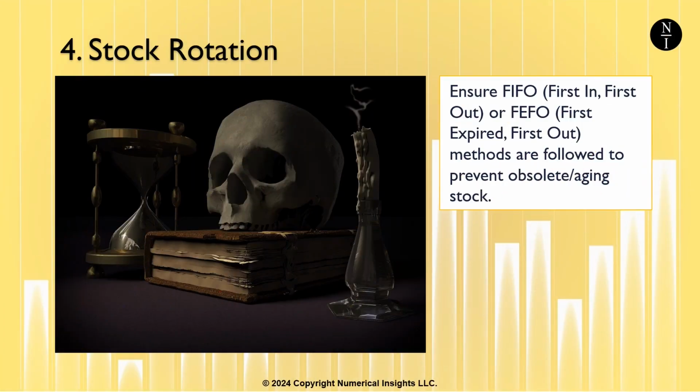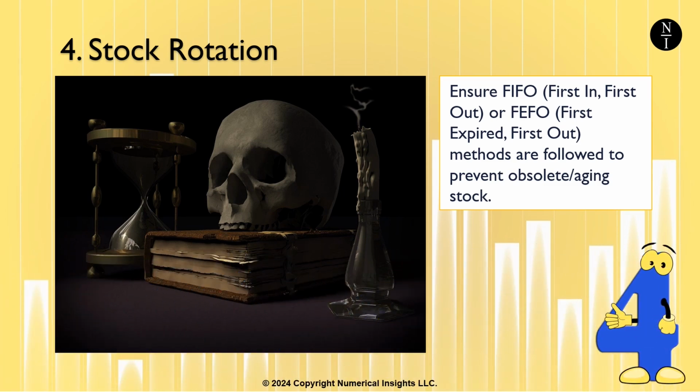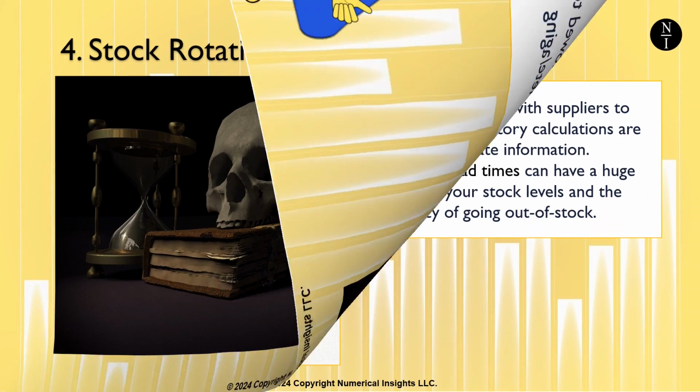4. Stock rotation. Ensure FIFO or FEFO methods are being followed to prevent obsolete and aging stock. FIFO means first inventory in is the first inventory out, and FEFO means that the first inventory to expire is the first inventory out.